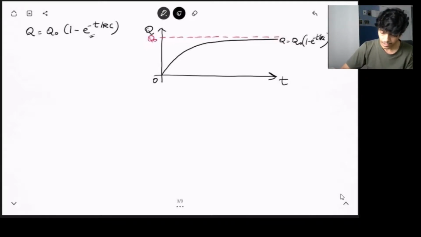Now this quantity RC appears everywhere. RC is called the time constant.